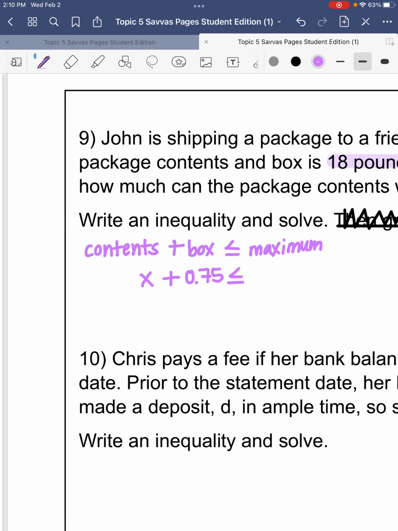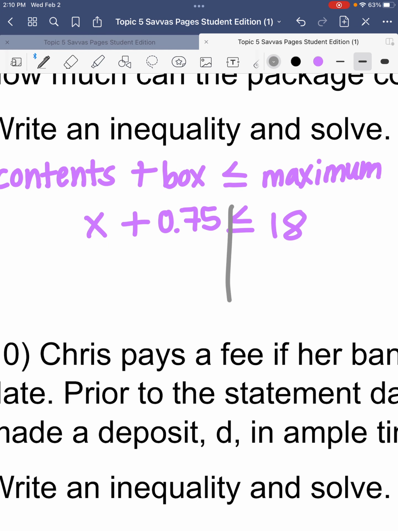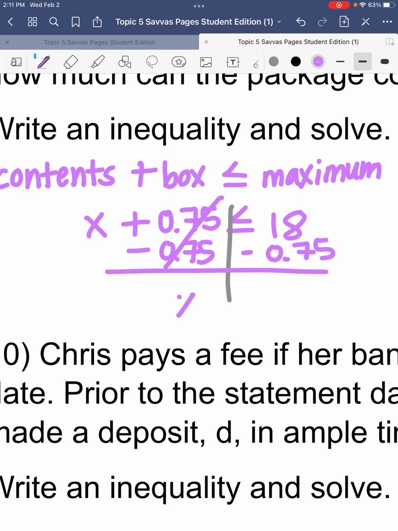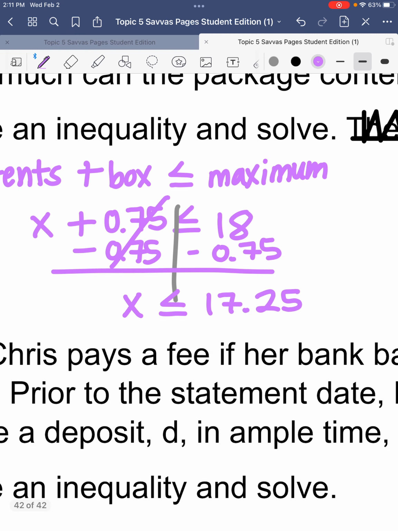That's our inequality. Is that an inequality that we can solve? Sure it is. So we're just going to draw our line. And now to get that x by itself, I'm going to subtract 0.75 on both sides. So on the side with the x, 0.75 cancels out. X is less than or equal to, and on the other side, if I use my calculator, 18 minus 0.75, I'm going to get 17.25. Well, 17.25 what? 17.25 pounds. That right there is our solution.